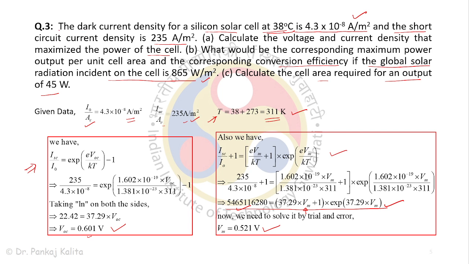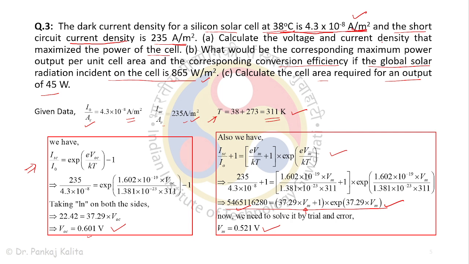So the dark current density of silicon at a given temperature is given. The short circuit current density. Note that current density is given, the current is not given. Current density we are talking about. Notice the unit also, it's ampere per meter square. Okay, we are talking about current density, not current.